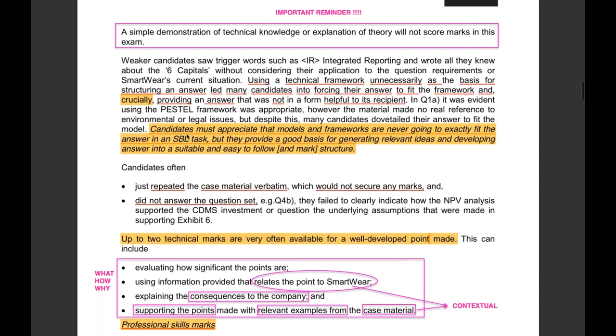So what the examiner says is that candidates must appreciate that models and frameworks are never going to exactly fit the answer in an SBL task, but they provide a good basis for generating relevant ideas and developing the answer into a suitable, easy to follow and easy to mark structure. So if you can think of any model, but at least you know what headings you should put for your points, that is quite all right. So don't have to worry so much.